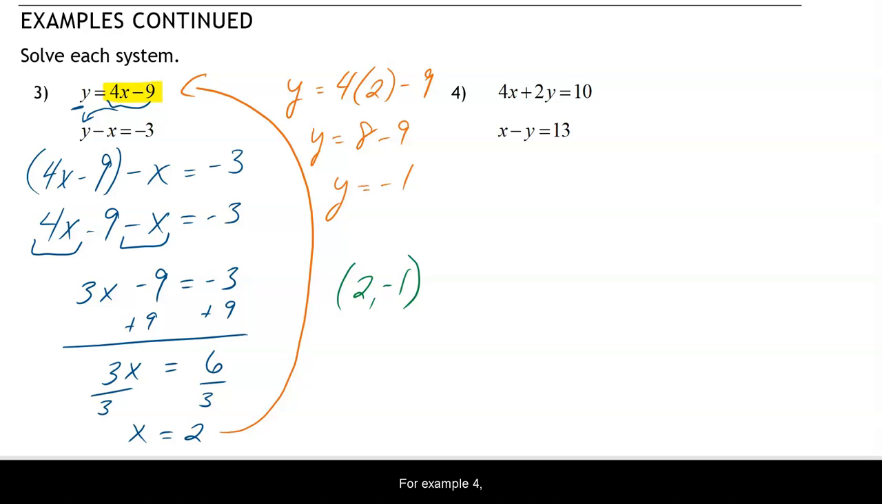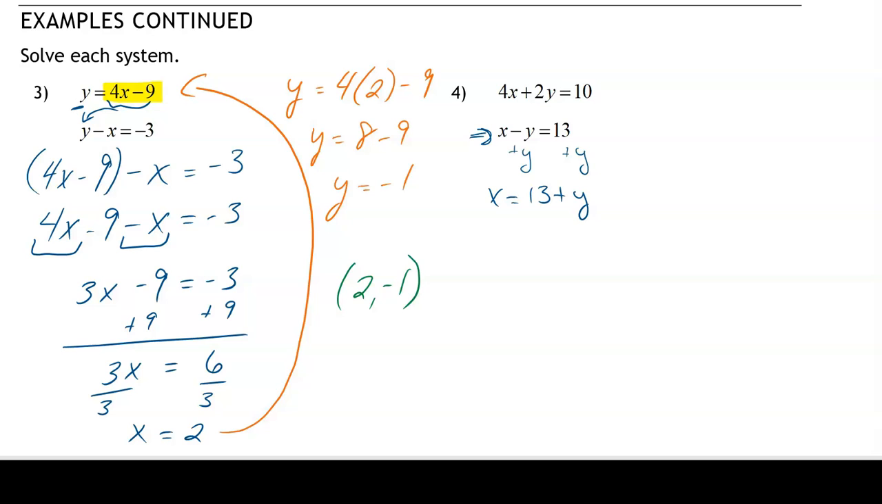Okay. For example 4, we have 4x plus 2y equals 10, and x minus y equals 13. We could use substitution or elimination for this one. I'm going to go ahead and use substitution, just so you have another example for substitution. In order to use substitution for number 4, we do need to get a variable isolated. It'll be easiest to do that with the second equation. So I'm going to get x by itself, and to do that, I'm going to add y to both sides. So then for that equation, I would have x equals 13 plus y.